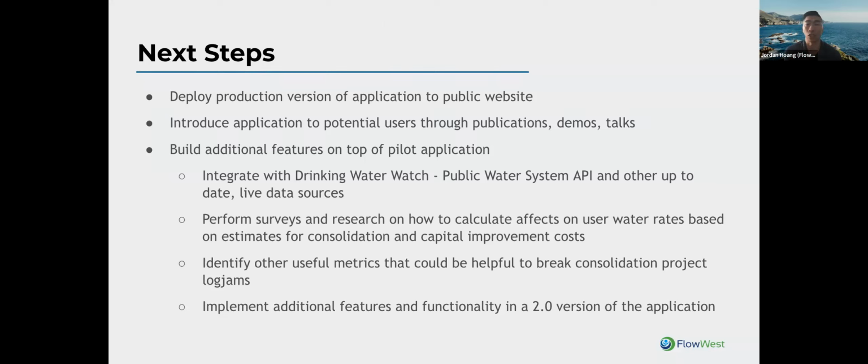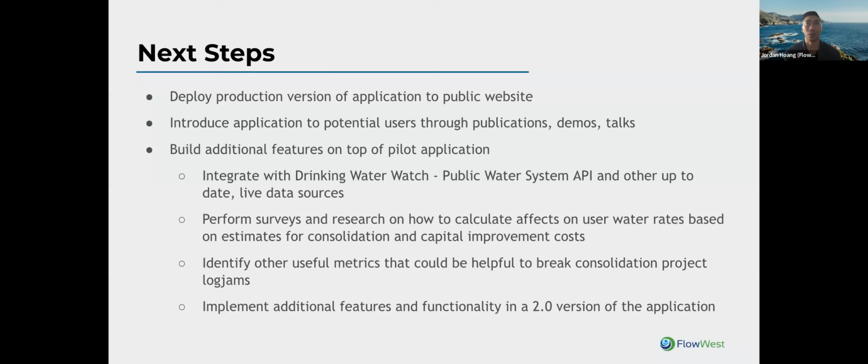But right now the staging testing application is available for people to use as that pilot test version. What we're doing now is introducing this application to our end users and the people that we feel this could help the most. So just making sure it's known that this tool exists.